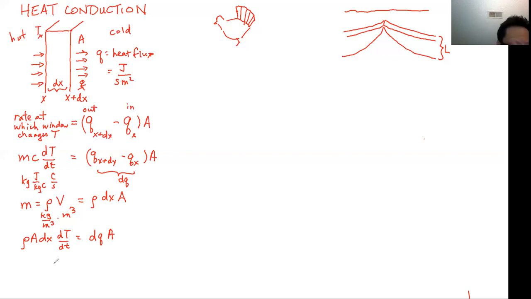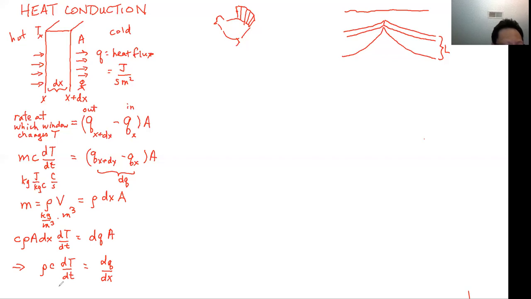And so then you have, oops, I forgot the C here. You'll have rho C dT/dt, little t, is equal to dq/dx. I took the dx to the other side. And so this equation right here is basically just telling you the same thing I said in words up here.